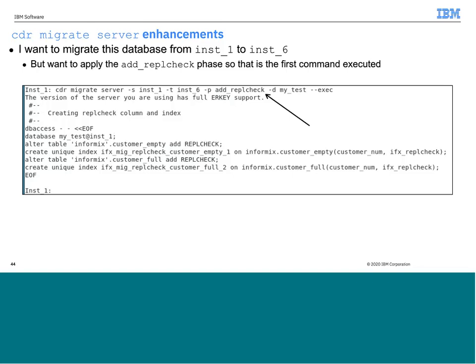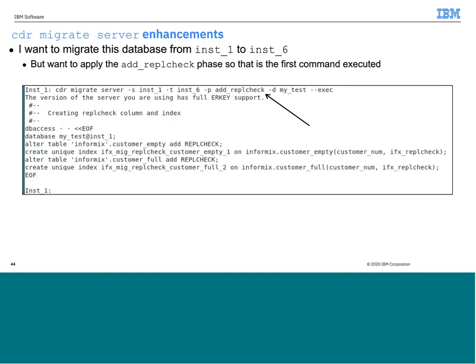But the very first thing I do is apply the REPL check phase. So this is me doing that. So you can see I'm doing a Cdr Migrate Server. My source instance is instance 1. My target instance is instance 6. What phase do I want to execute? The add REPL check. What database do I want to apply this to? The my test database. I'm giving it the --exec flag, which says go and do.